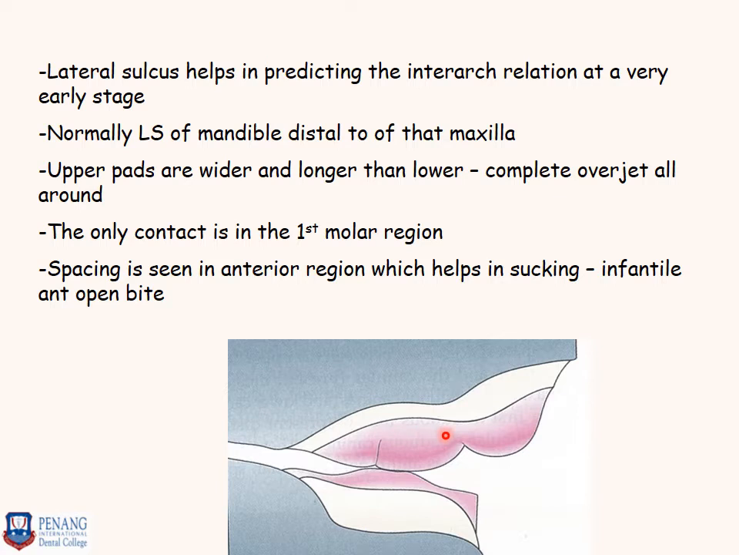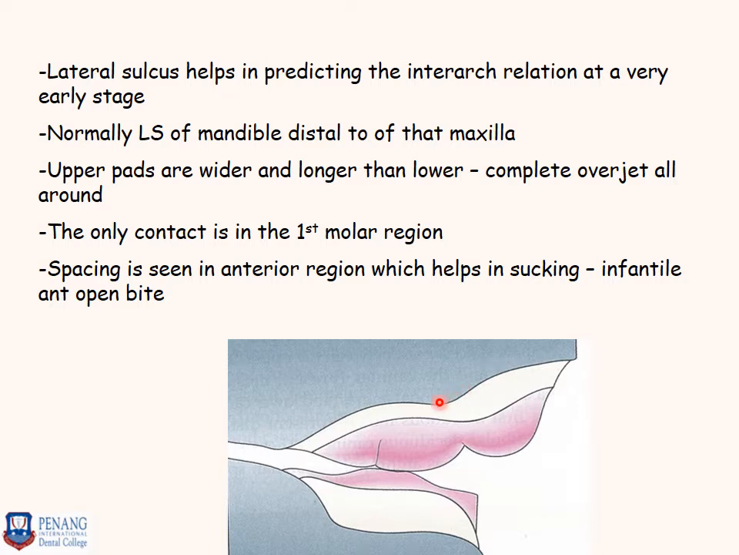Normally the lateral sulcus of the maxilla is placed ahead of the mandibular lateral sulcus, that is, the mandibular lateral sulcus is placed distally. The upper gum pads are wider and longer, and there is complete overjet all around.